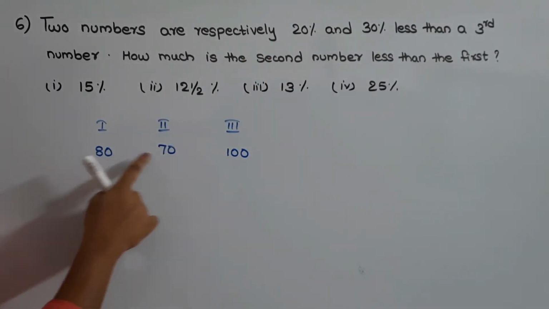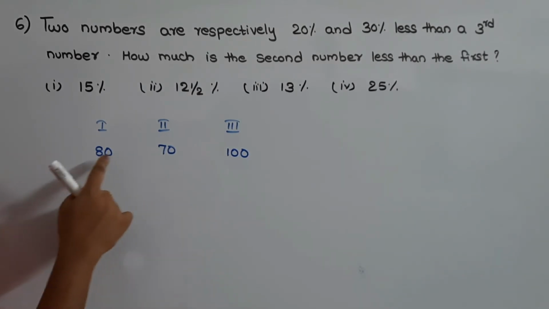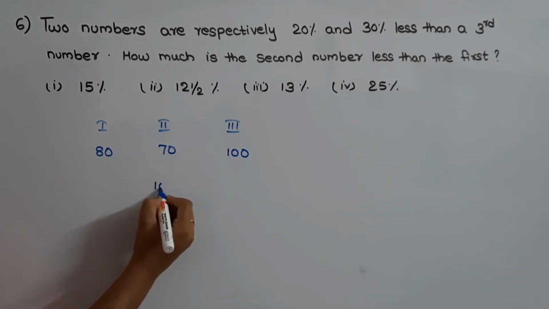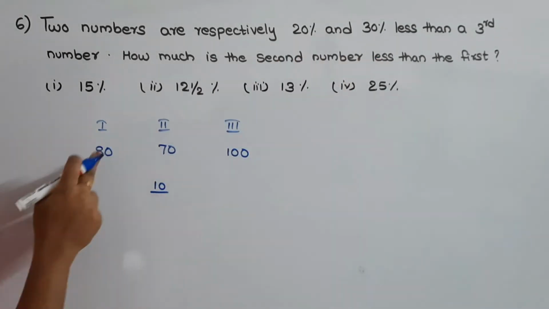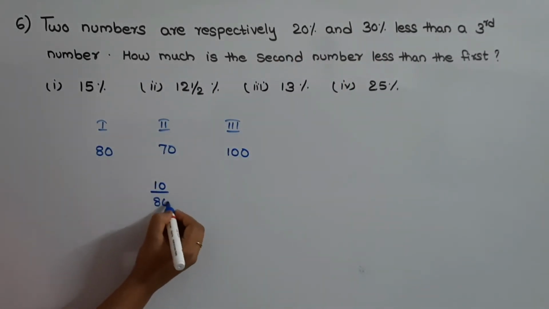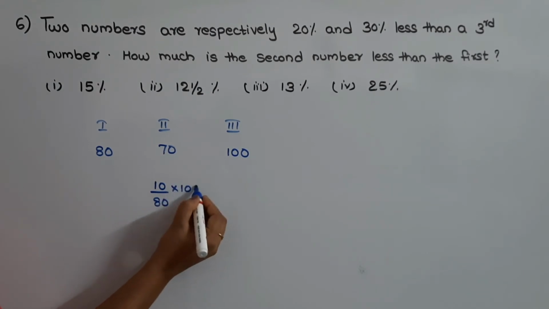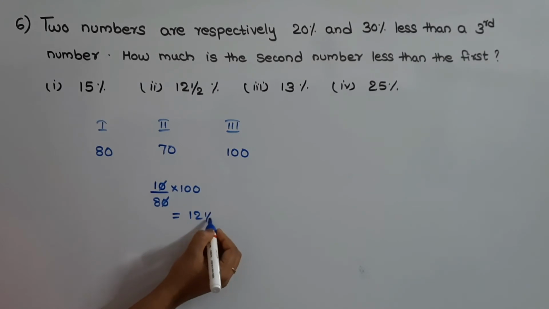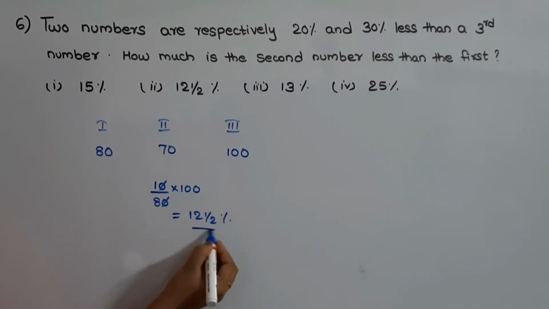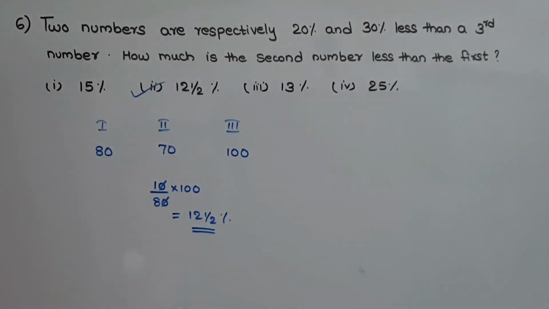So for that we need to find out the difference between both, that is 80 minus 70, that is 10, divided by, we need to find out the answer with respect to the first number. So here we need to write down 80 into 100. Okay, so on solving this you will get the answer as 12 1/2 percentage. Okay, so this is the answer.